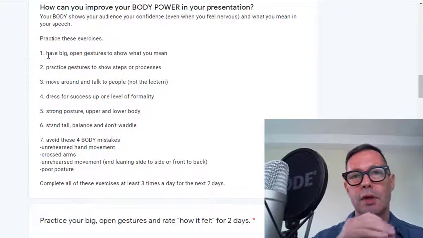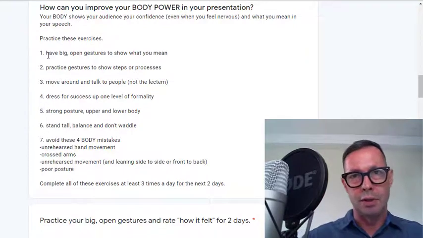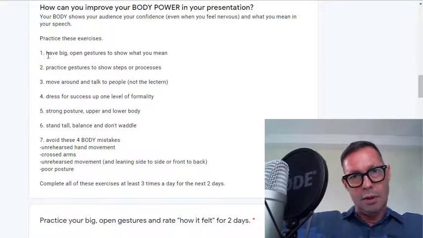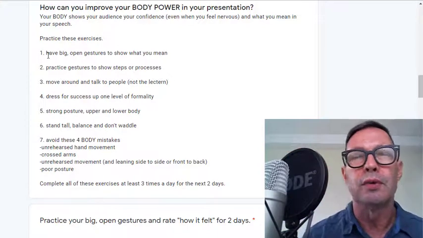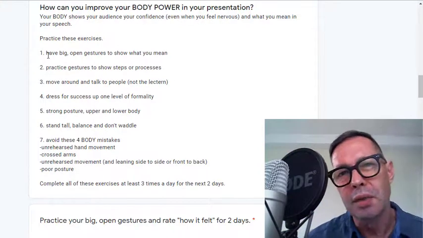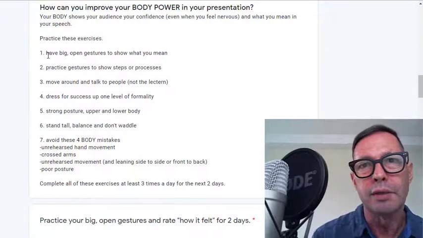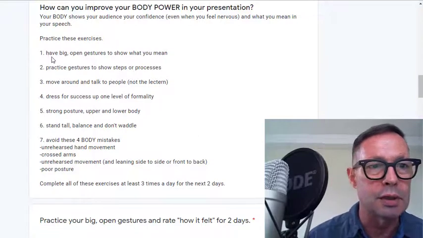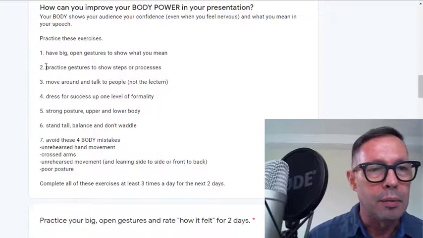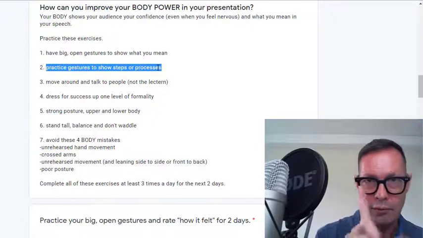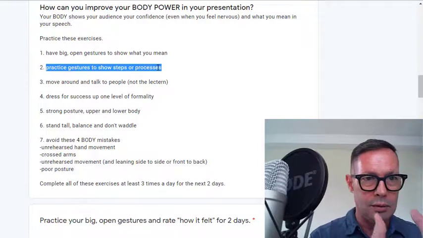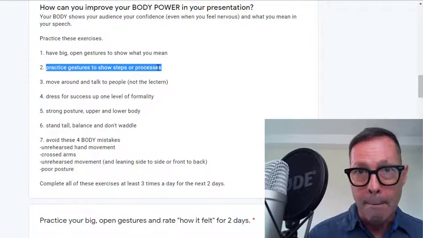First, I want you to practice big open gestures. I mean, like big. Get those arms all the way stretched out. You know, palm way up, way down. But practice this with your friends, with your neighbors, with your colleagues, with your family. Whoever you're talking to, practice using those big gestures. And also, practice showing steps or processes. First you do this. Second you do that.